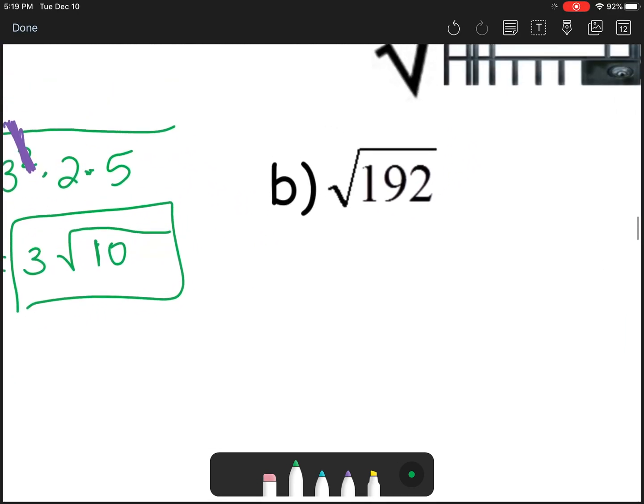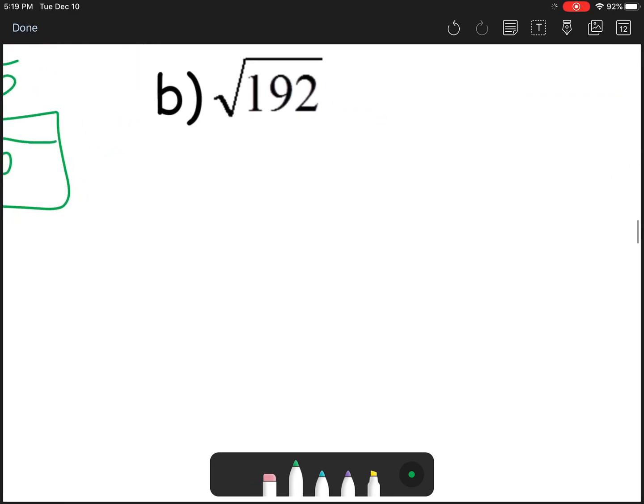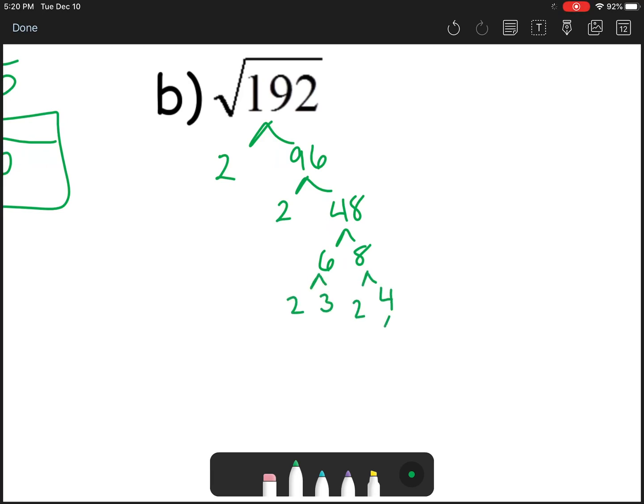So looking at letter B, the square root of 192, we're going to start off the same way. We're going to start by factoring it. Well, it's even, so that tells us that we could take 2 times 96. Well, we're done factoring 2. Well, 96, again, it's even, so we could take 2 times 48. For 48, we could take 6 times 8. 6, we could take 2 times 3. 8, we could take 2 times 4, and 4, we could take 2 times 2. So we factored the whole thing.